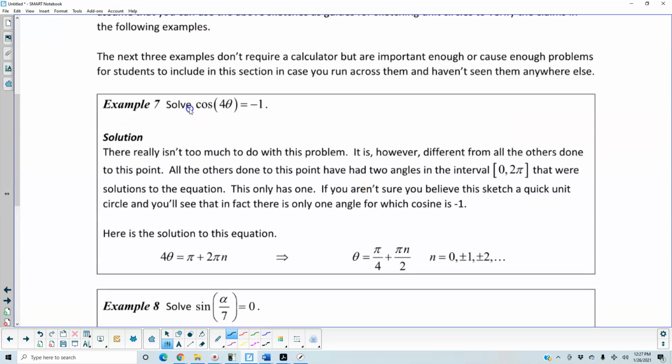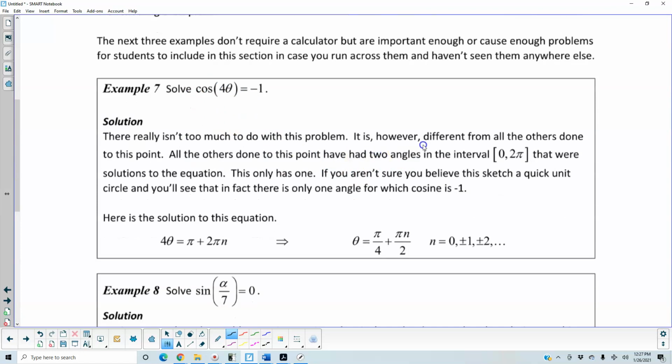I'm going to solve the cosine of 4 theta equal to negative 1. There really isn't much to do with this problem. It is, however, different from all the others done to this point. All the others done to this point have had 2 angles in the interval between 0 and 2 pi that were solutions to the equation. This only has 1. If you aren't sure you believe this, sketch a quick unit circle and you'll see that in fact there is only 1 angle for which cosine is negative 1.